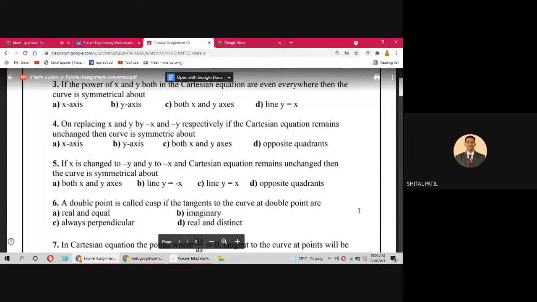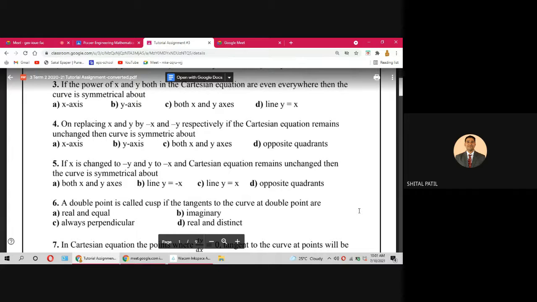You might have understood. What we have to do? We have to write the equation. How to write the equation? One minute. Question number 5. x equal to minus y and y equal to minus x. Both of them are giving same equation, that is equation of the line y equal to minus x. So symmetry about the line y equal to minus x.